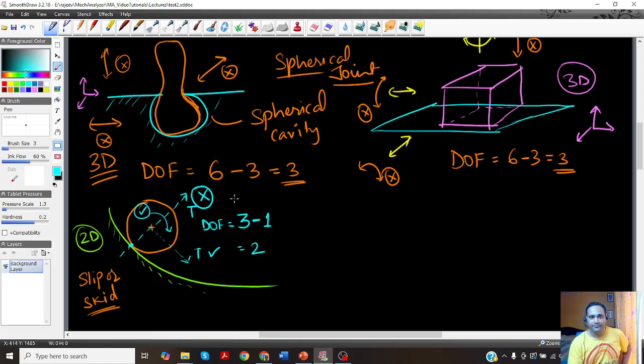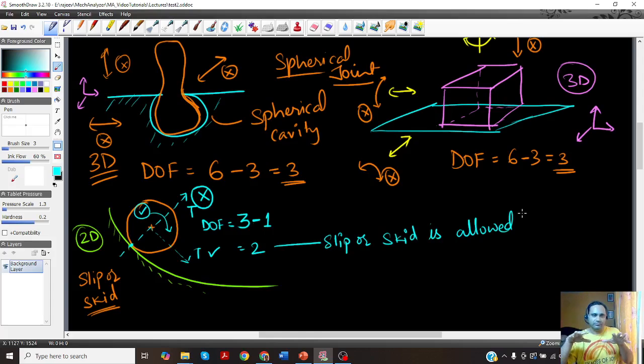Now there's a catch here. So what is this 2? This is 2 if you assume slip or skid is allowed. I'll explain. When you are going on a road on a cycle and you hit the brakes, what happens? The wheel stops, but the wheel is still moving, skidding in the front direction. So that means there are two independent motions. The rotation we stopped, but the translation is still happening, right? So that is a similar condition here.